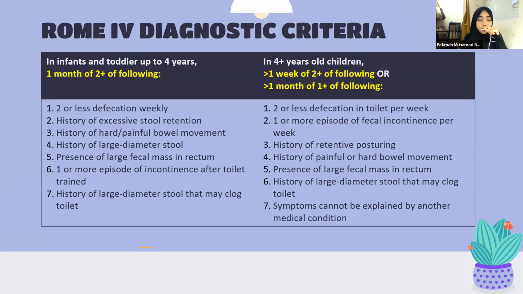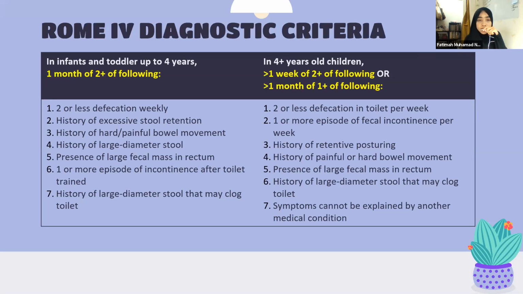diagnose functional constipation in children less than 4 years of age, in which they will have to have 2 or more symptoms for at least 1 month. So for the first symptom is 2 or less defecation with sleep, history of excessive stool retention, history of hard or painful bowel movement, history of large diameter stool, the presence of a large fecal mass in the rectum, 1 or more episode of incontinence after toilet training, and the history of large diameter stool that may clog the toilet.